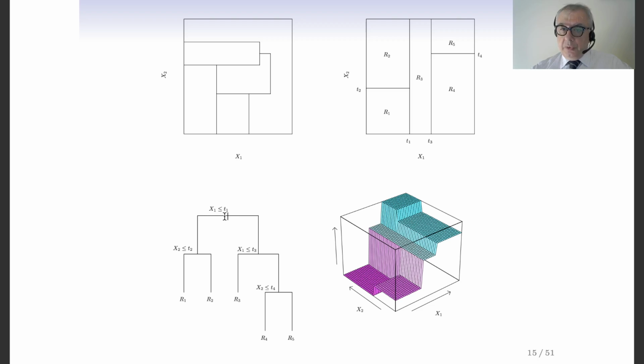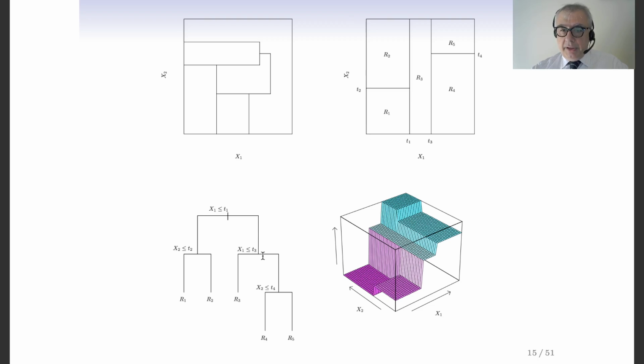So the first decision was made on x1 with the cut point t1. So I divided the entire space into two regions. Then the second splitting was on x2, and it was done on the left branch. So here I had divided the predictor space in two parts, on the left and on the right. I have found that the best was to split the left branch, and it was split using t2 as cut point, and so I divided this subregion into R1 and R2.